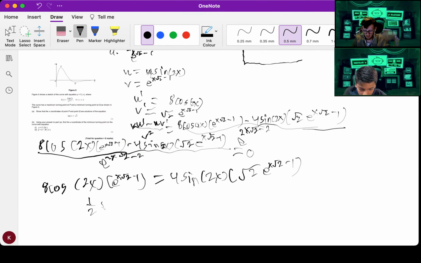So a half of 10x is 10 of x times by 2x, shouldn't it be? 2. So tell us what you're dividing by again. We're dividing 4 sine 2x times root 2 e to the power of x root 2 minus 1 by 8 cos of 2x times e to the power of x root 2 minus 1.